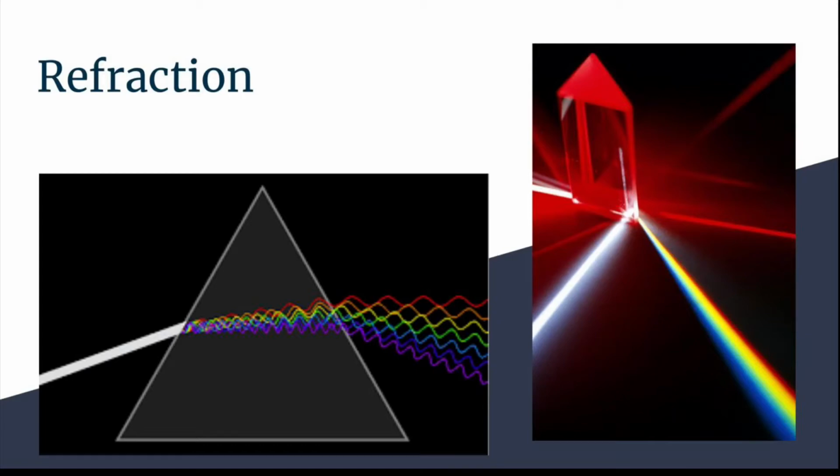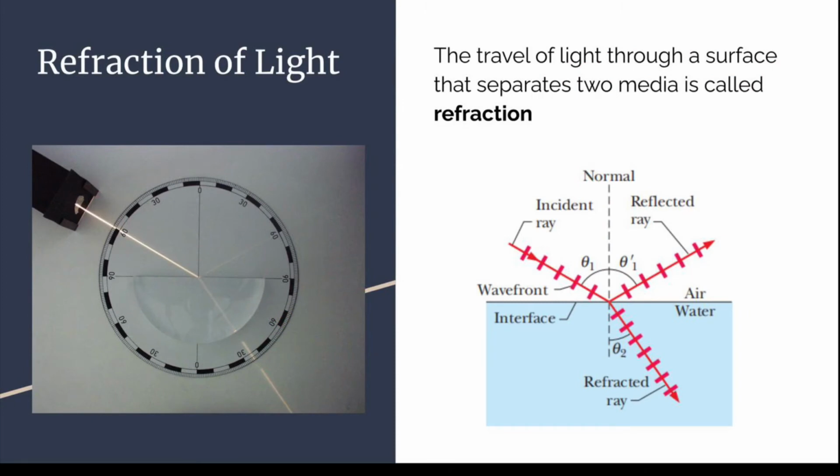Today we are going to talk about the refraction of light. The travel of light through a surface that separates two media is called refraction. Although light waves spread as they move away from the source, we can approximate its travel as being in a straight line, a so-called ray.